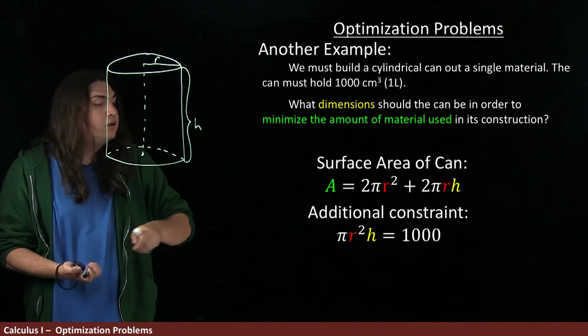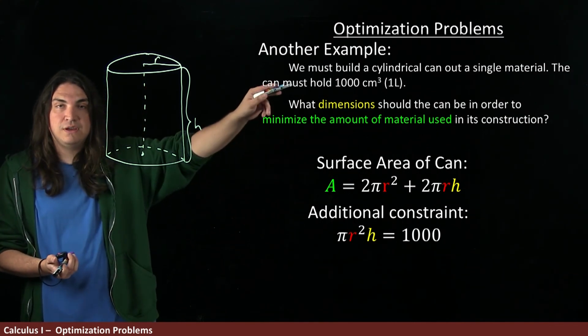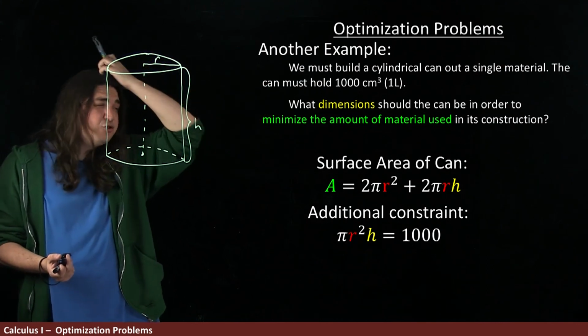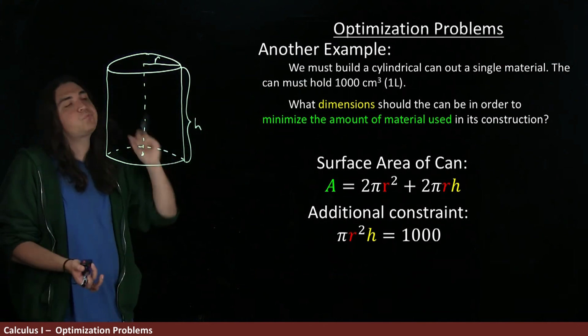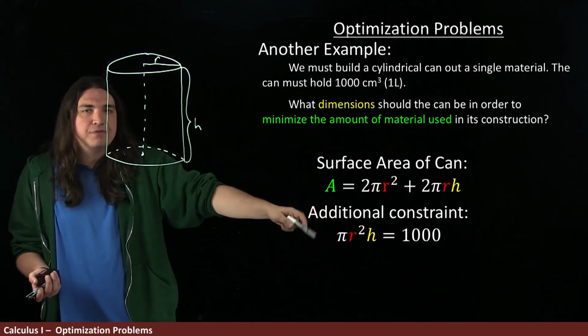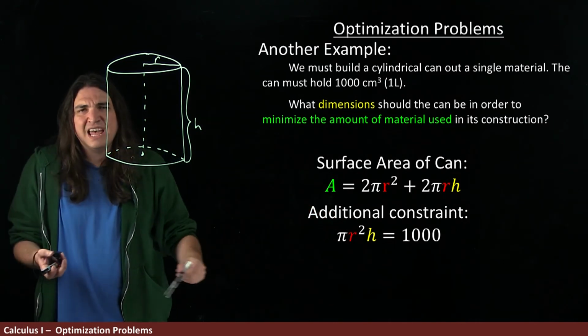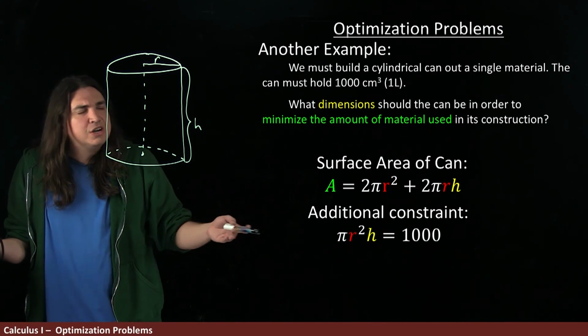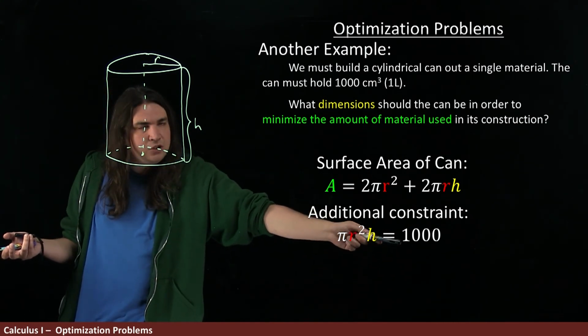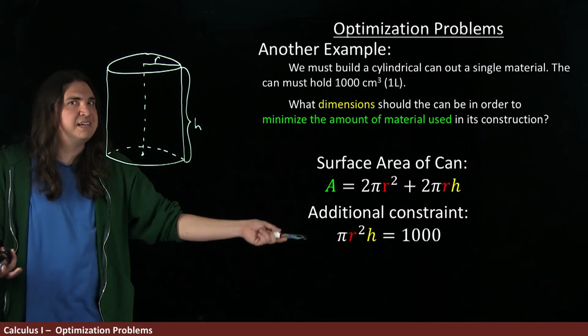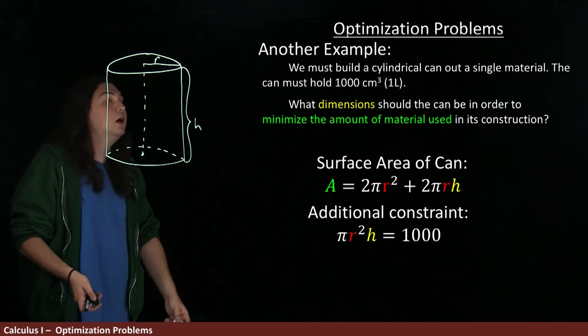Now, the reason I'm using 1,000 for the 1,000 cubic centimeters instead of using 1 for a liter is I'm planning to solve this out so that I get individual height or radius measurements. And those are going to be in centimeters, so I need to have this 1,000 in units that'll actually make sense in those types of equations.